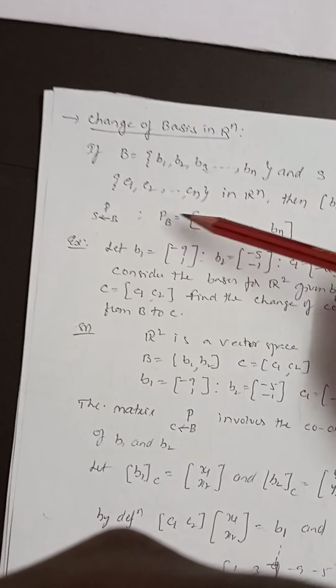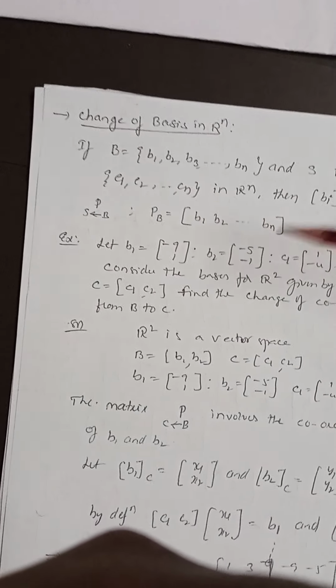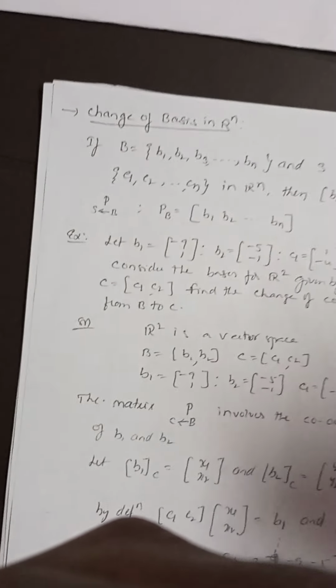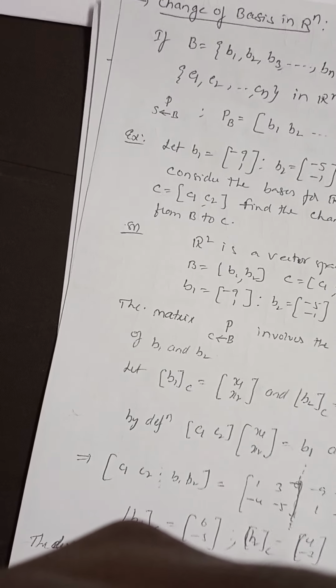B tends to S, P_B is equal to [b1, b2, and so on, bn]. This is the given data, right? That is the definition of change of basis.